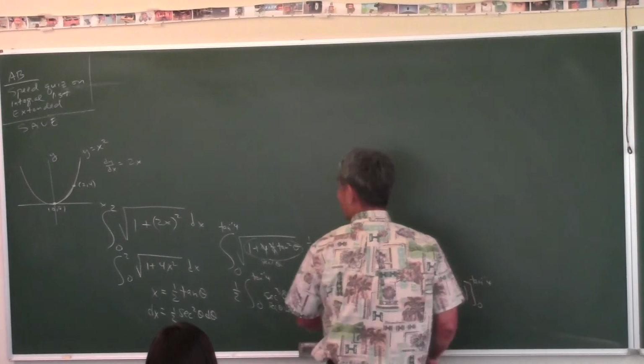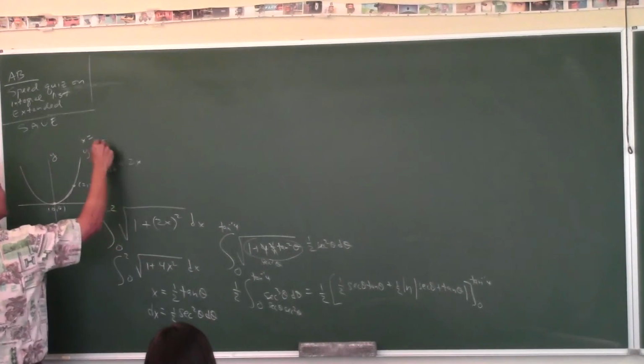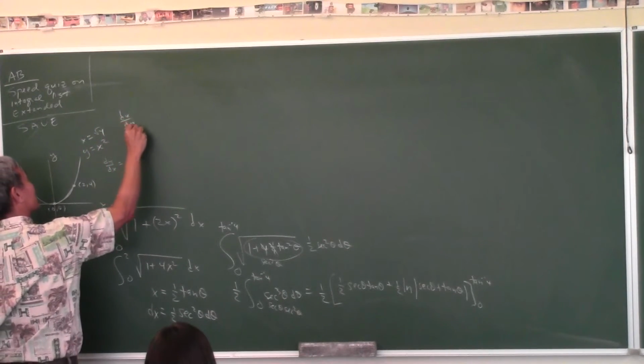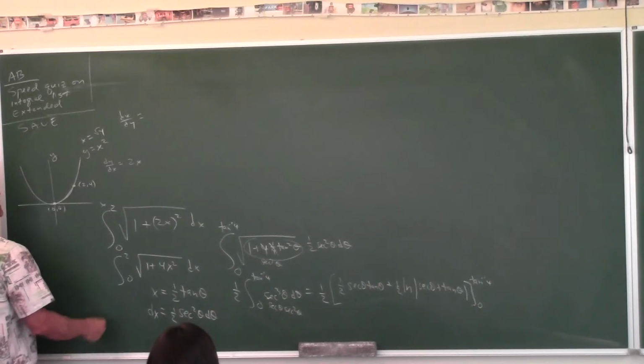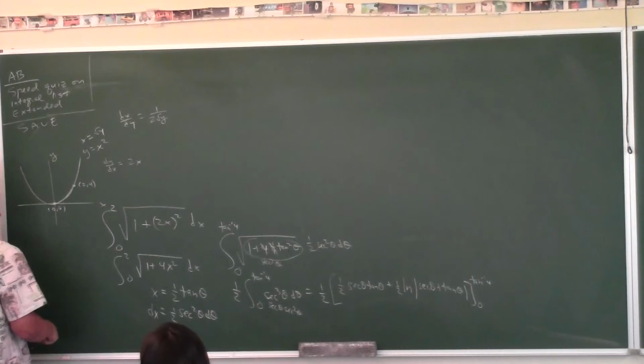In terms of y, you've got to solve for x. X equals square root of y. Then you've got to find the derivative, dx/dy. What's the derivative of that? 1 over 2 root y.